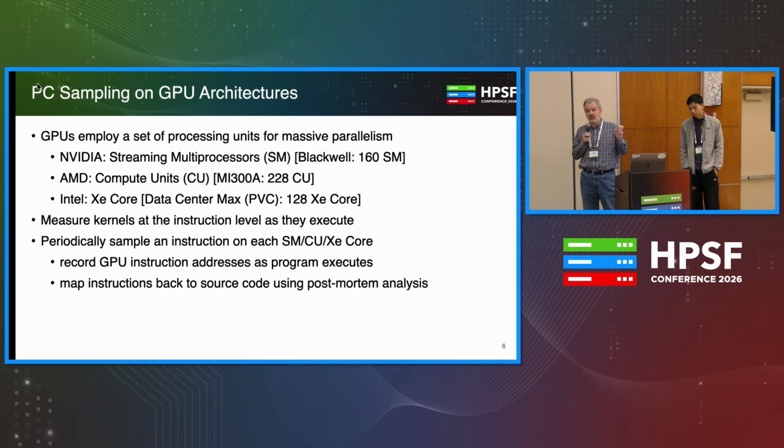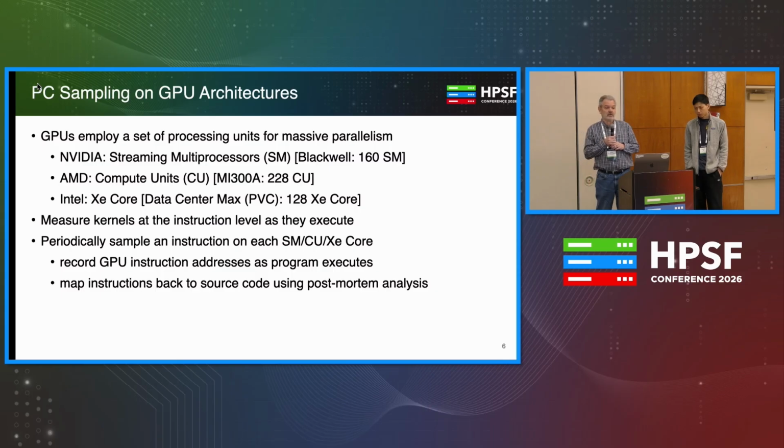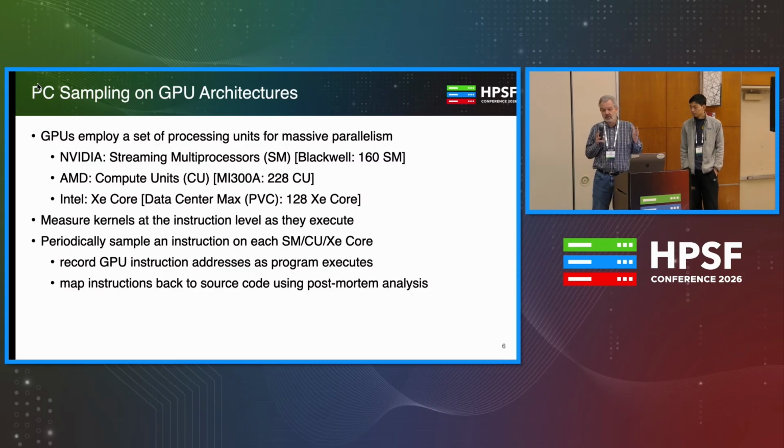These are like the basic units of computation engine inside an NVIDIA GPU. On AMD GPUs, they're somewhat similar. They're called compute units. There's 228 of these in an MI300. On the Intel GPUs, they call these ZE cores, and there's 128 of those in the Data Center Max GPUs, the Ponte Vecchio GPUs that are in Aurora.